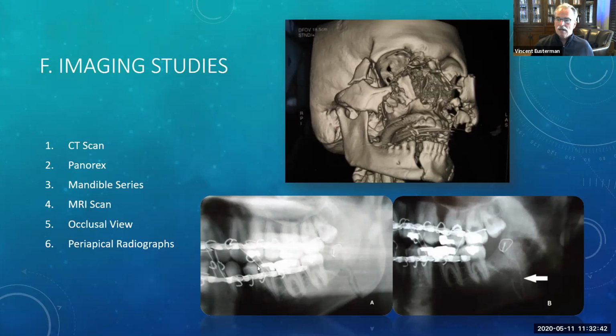Here's a patient who is being followed with this fracture. You can see that patient has superior border wire and arch bars, and you can actually see how this wound is healing with the radiodensity in the fracture site. So these are great for follow-up with low amounts of radiation. Mandible series, MRIs, occlusal views, and periapical radiographs are rarely indicated.